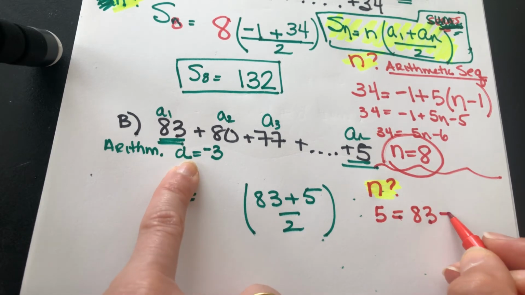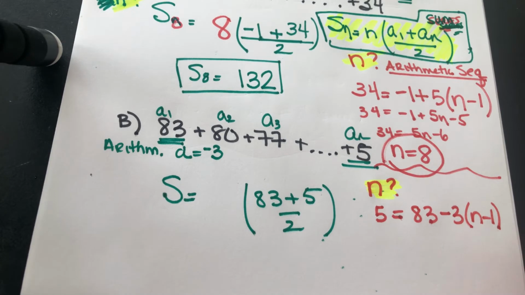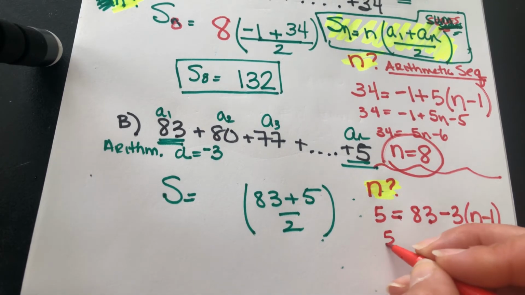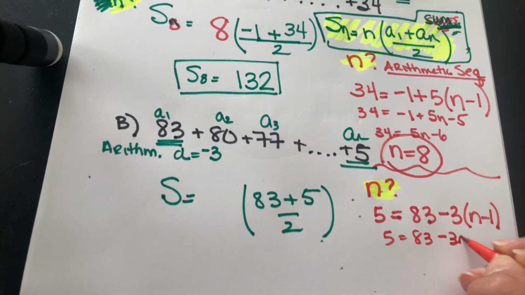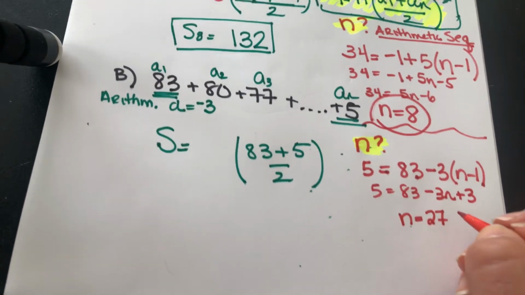In this case, we're going to subtract 3, N minus 1. You guys do the math for it, distribute. Again, please be careful, don't do 80. It's 83 minus 3N plus 3. So in this problem, you're going to get N equals 27.